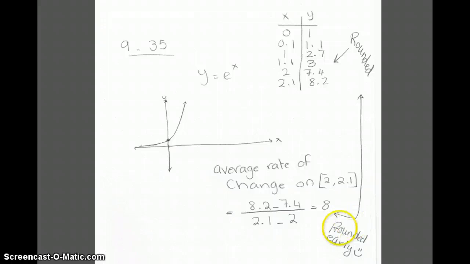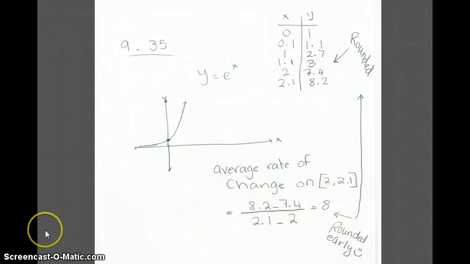So now you have a hint here how to do it. How would I do the interval from 1 to 1.1? How would I do from 0 to 0.1? Following the same steps. So try it out.